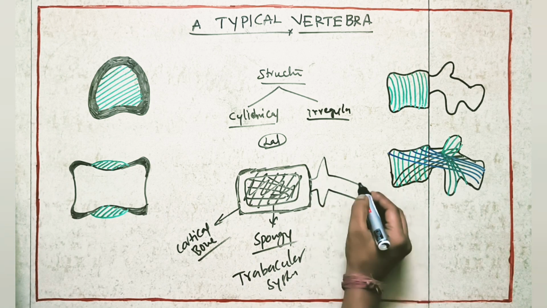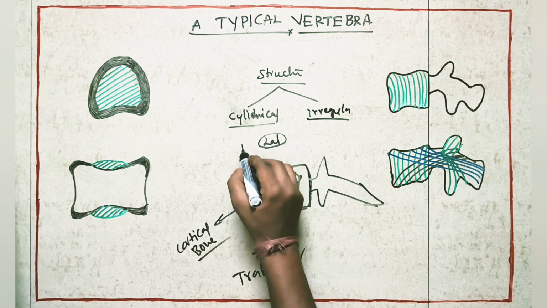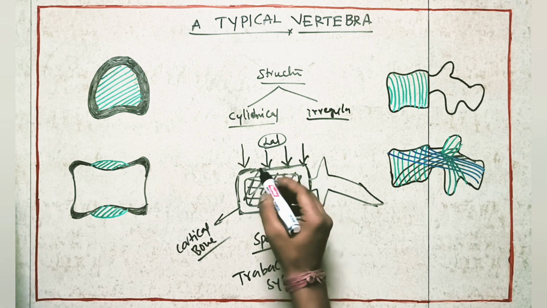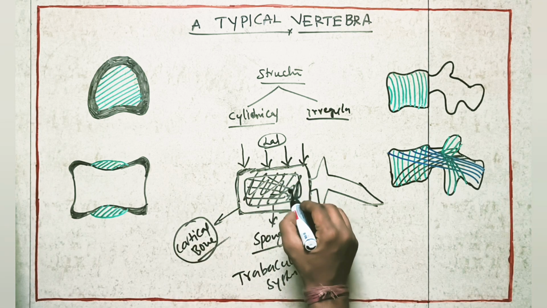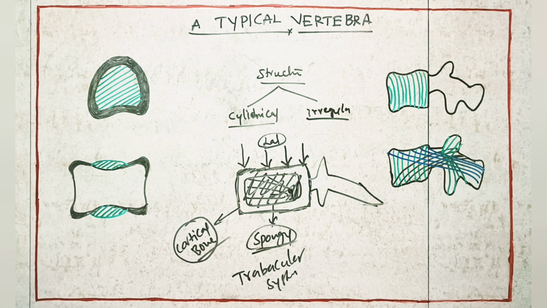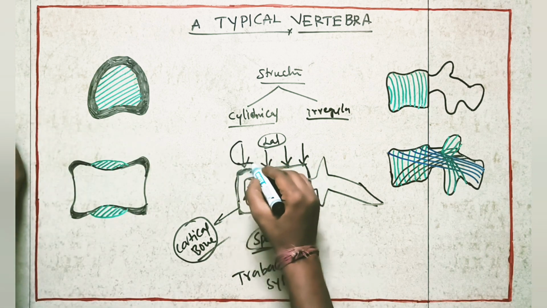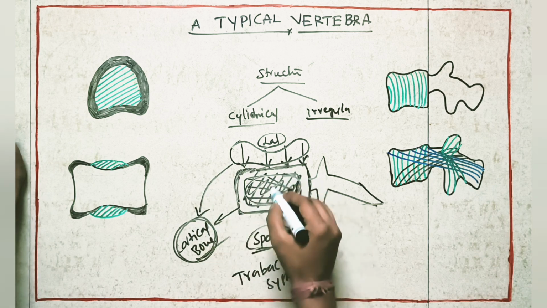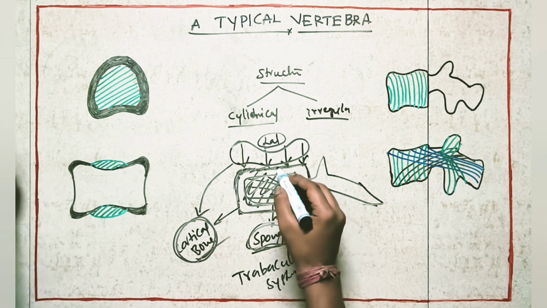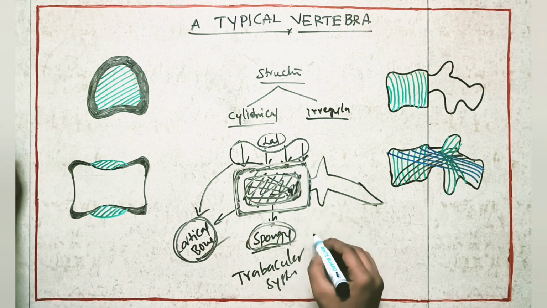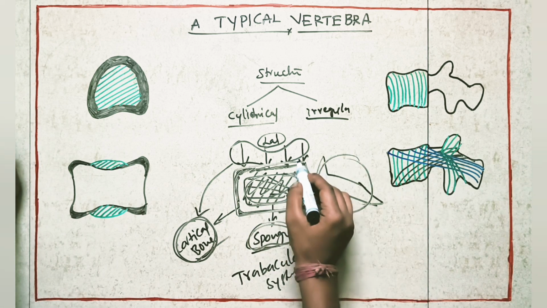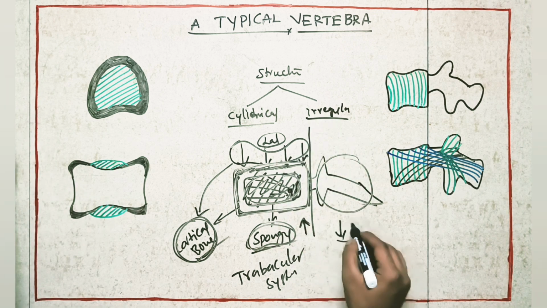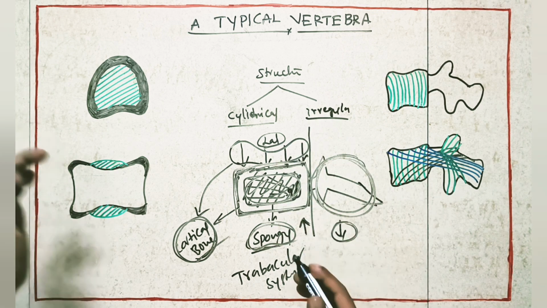Here we have the posterior arch of the vertebra. The stress or force which comes on the vertebra is going to be more on the cortical bone compared to the spongy bone. At the same time, the stress faced by the anterior portion of the body is more compared to the posterior portion. So in the anterior portion the stress will be more. That means the vertebral body can take more stress anteriorly compared to the posterior arch of the vertebra.